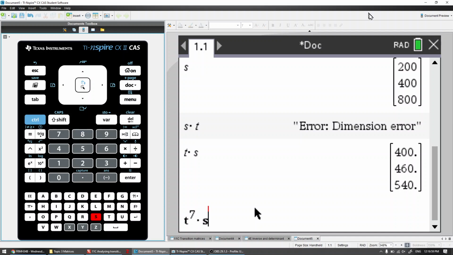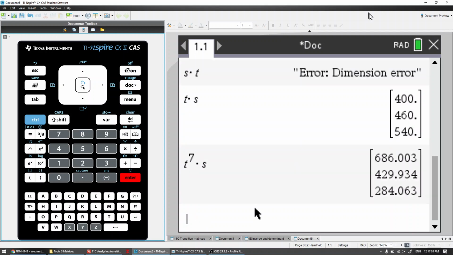So going back to where we were before, T to the 7 times S. You got this? Yep. Okay, so my question originally was, how many people would you expect to be at each restaurant? I can't really have 0.003 of a person at a restaurant.